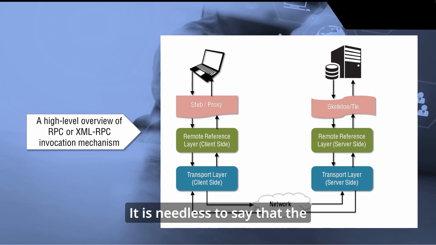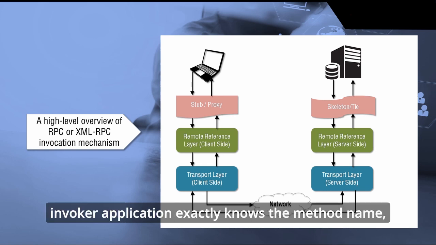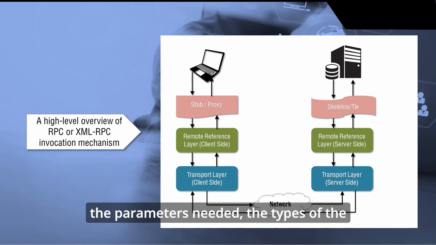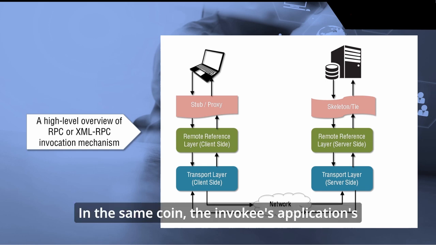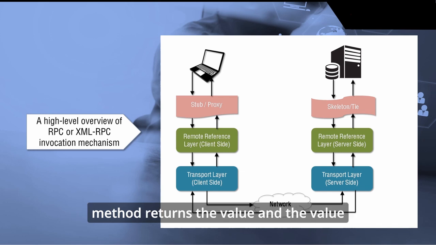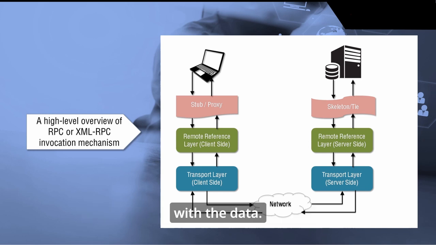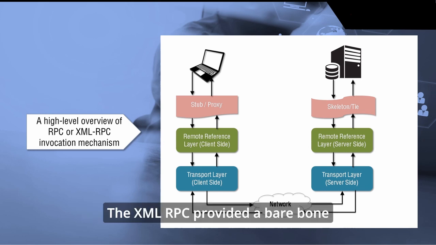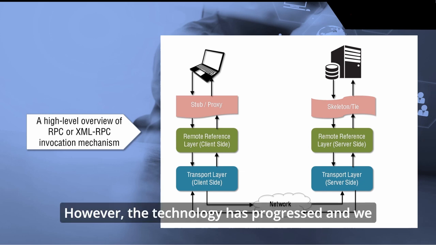It is needless to say that the invoker application exactly knows the method name, the parameters needed, the types of the parameters needed, and the return type of the data. In the same vein, the invokee application's method returns the value, and the value is returned to the invoker application, and the invoker application knows what to do with the data. The XML-RPC provided a bare-bone way of application integration.